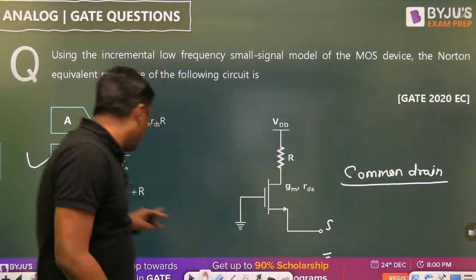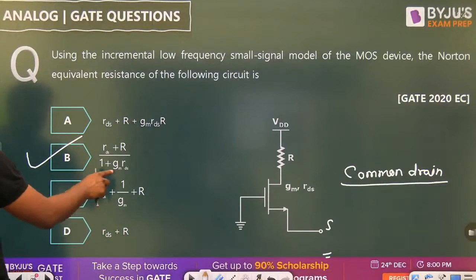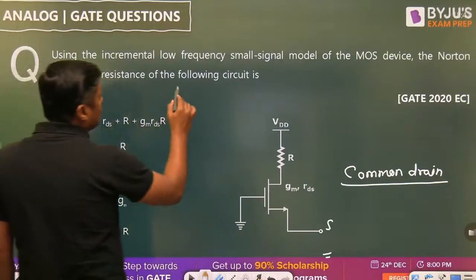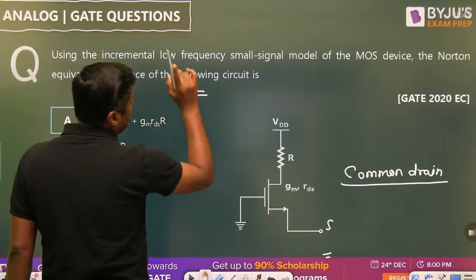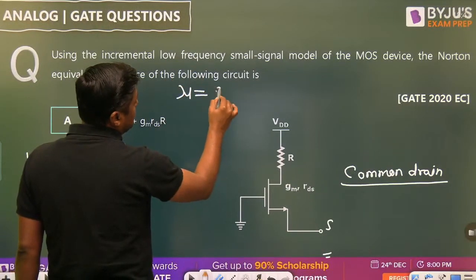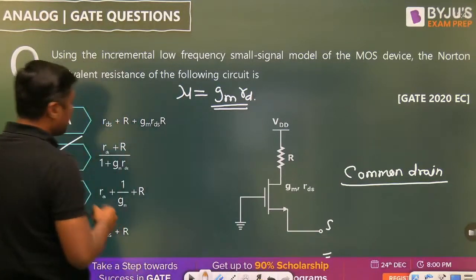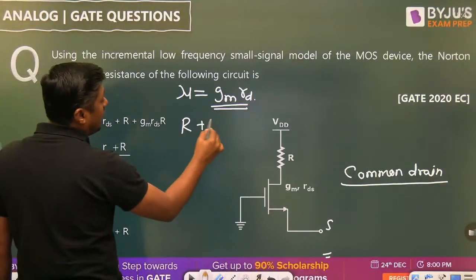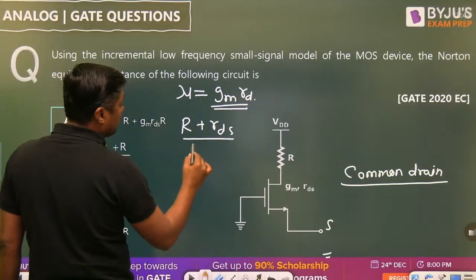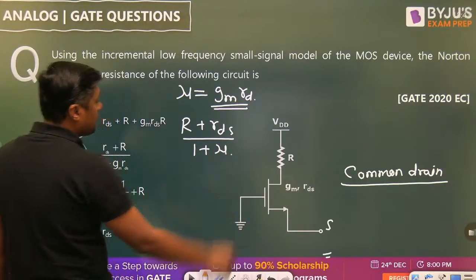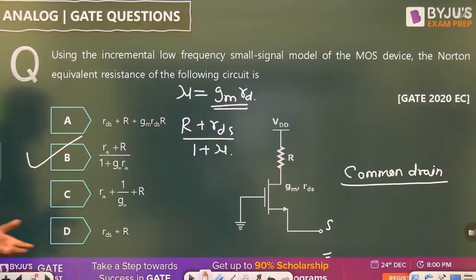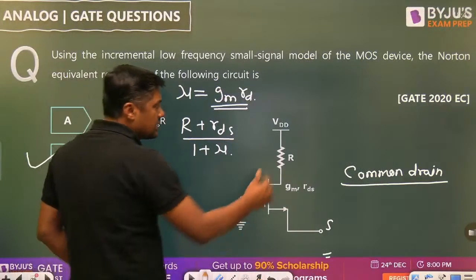That is divided by what? 1 plus gm RDS. This gm RDS is called mu, the amplification factor in case of FET, junction field effect transistor. And that's why the output resistance is R plus RDS upon what? 1 plus mu.